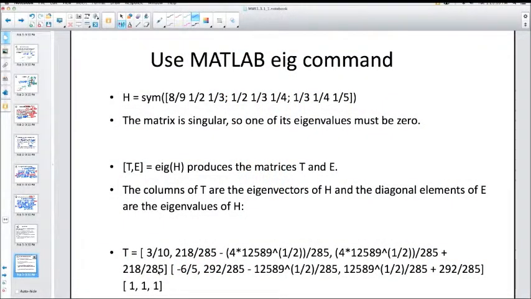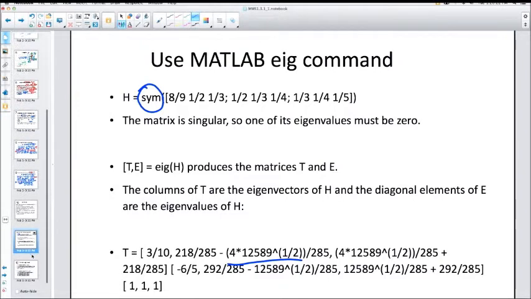One thing I wanted to point out, this little sim means we are going to do symbolic calculation. The result you find, you have those square roots. It's accurate, but symbolic. If you don't want the symbolic calculation, what you can do is put in a numerical value.